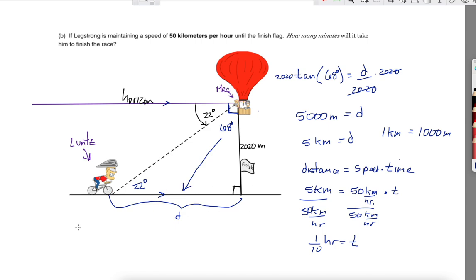And we know that there are 60 minutes in 1 hour. So if I multiply this by 1 hour on the bottom to cancel hours, and 60 minutes on top because I want minutes, 60 times 1/10 is 6 minutes. It will take him 6 minutes to do that 5K. Decently fast.